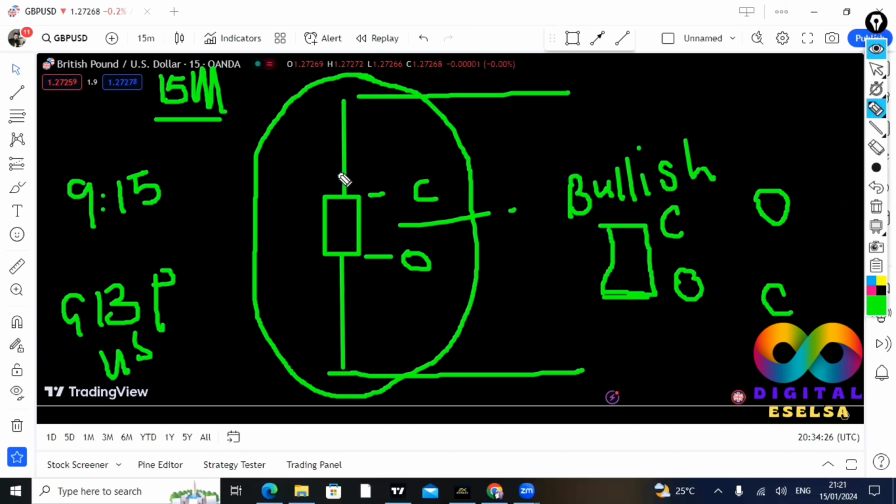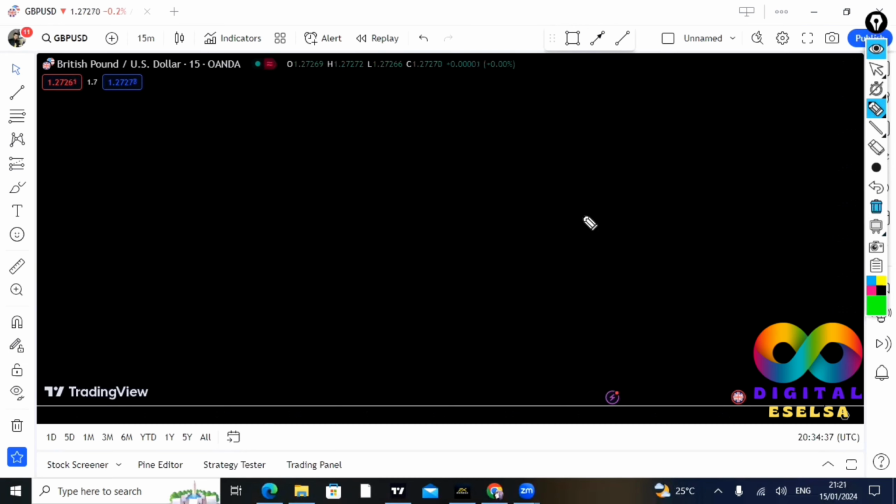Then buyers came, pushed it up as far as this place, but they were not able to close it there. But look at where it closed. Look at where it opened and look at where it closed. So the reverse is the case when it comes to a bearish candle.